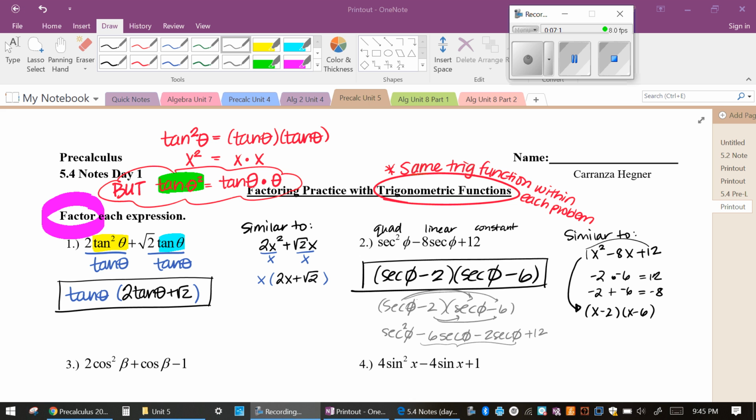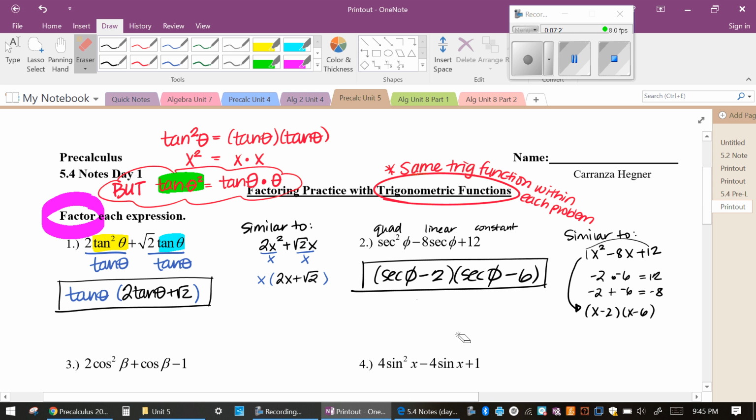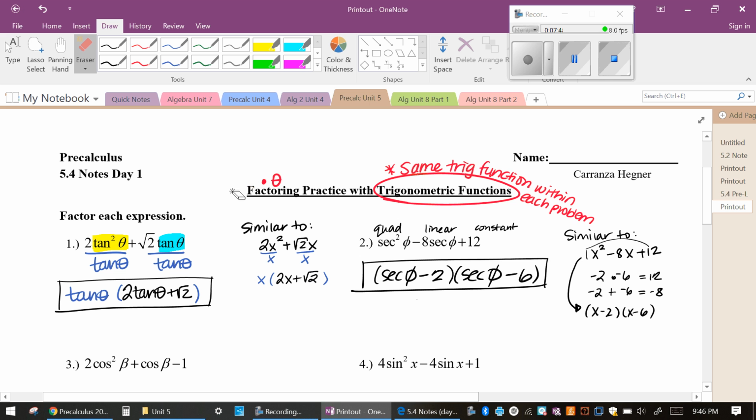so we factored that quadratic trinomial as secant of phi minus 2 times secant of phi minus 6. And like I said, you could FOIL it, distribution, combine like terms, and you see that it does actually factor to that. Remember that factoring changes what a problem looks like. It changes it into multiplication. It does not change the value. So you could even go back to number 1, distribute tangent of theta, and you'll see that you do get the original 2 tangent squared theta plus root 2 tangent of theta. The hardest part about this lesson is going to be transitioning from algebra to trig.